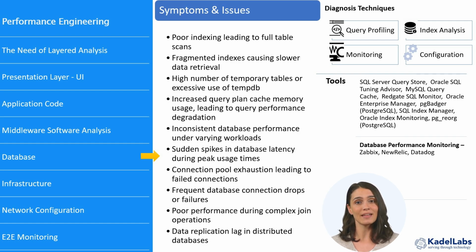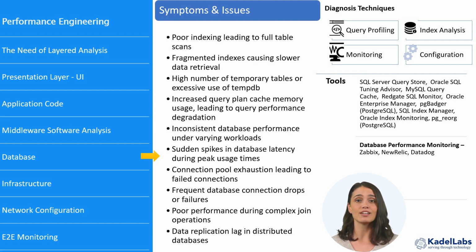Poor indexing, leading to full table scans, and fragmented indexes that slow data retrieval are also common culprits of degraded performance. A high number of temporary tables or excessive use of TempDB can overload the database, while increased query plan cache memory usage can lead to performance degradation as the database struggles to manage its resources. Connection pool exhaustion, poor performance during complex join operations, and data replication are a few more symptoms of database performance issues.